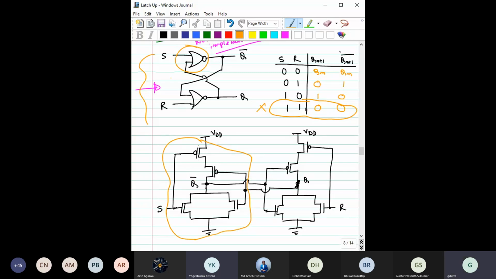For this NOR gate, one of the inputs is S. The other input is Q. Any doubt? Similarly, if you notice for this one, one input is R and the other input is this Q bar. That basically makes up the implementation of this circuit in CMOS.